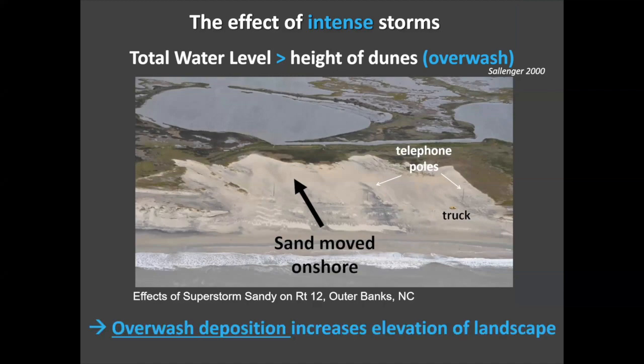In this case, sand is moved from the beach and dune environment onshore and placed on top of the island interior. And overwash deposition in this way actually increases the elevation of the landscape, which turns out to be really important, and we'll come back to that shortly. Now, this is a natural system here, essentially, in that there is no development except for a road.